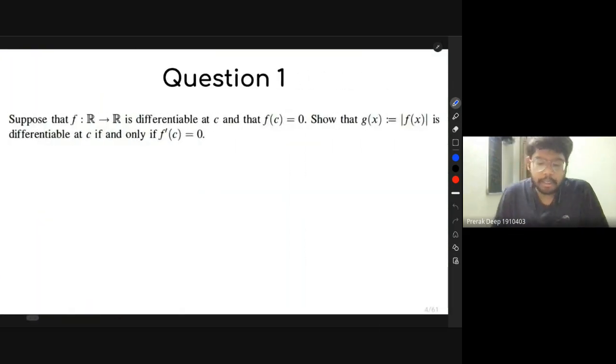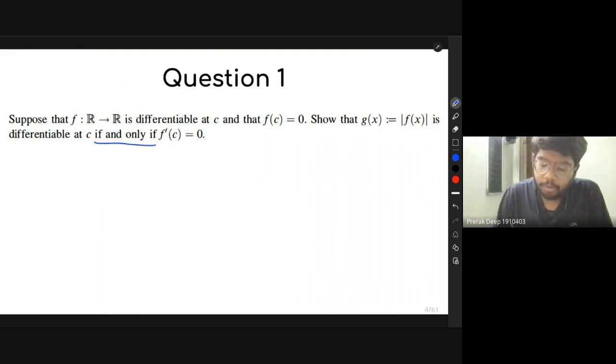Okay, so this first question is about differentiability. Suppose f is a differentiable function at c, and that f of c is equal to 0. Now we need to show that g of x, which is defined to be modulus of f x, is differentiable at c if and only if f prime of c is equal to 0.